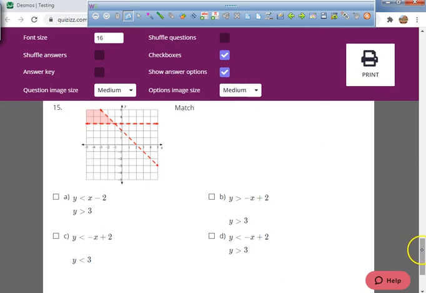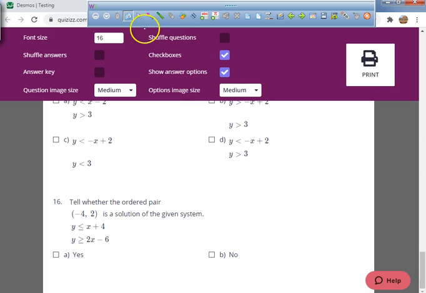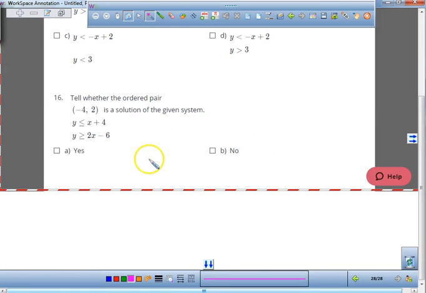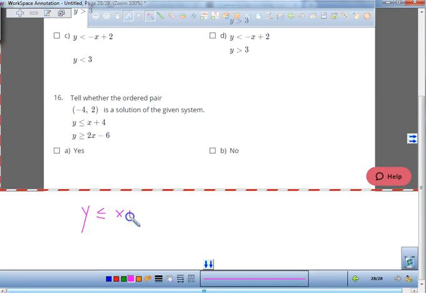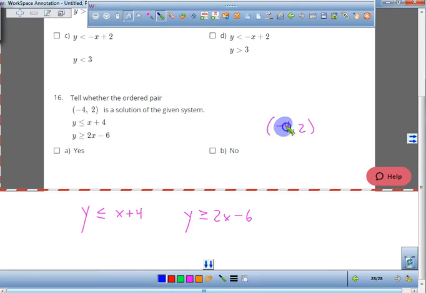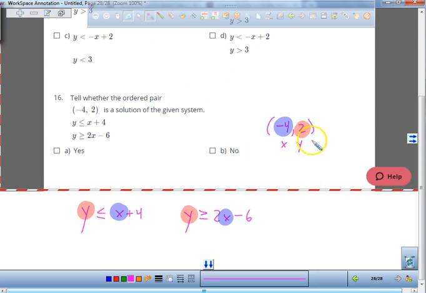All right, last one I want you guys to put in your journal. This is it. Last one, and we're done. Here we go. y is less than or equal to x plus 4, and y is greater than or equal to 2x minus 6, and we have to check two answers. Ready? We've got to do a -4 and a 2. This is the last one, everybody. This is the whole thing right here. -4 goes for x. Where does 2 go? Y. We've got to plug them in and see if it works. Here we go. 2 goes right here.